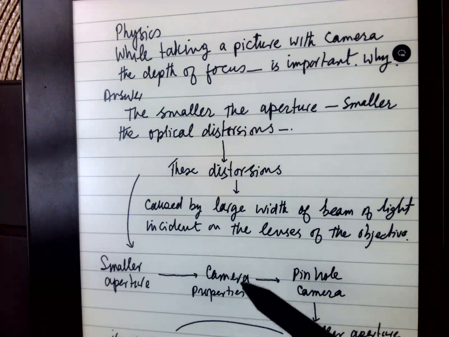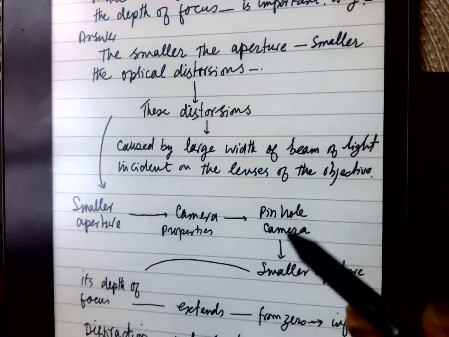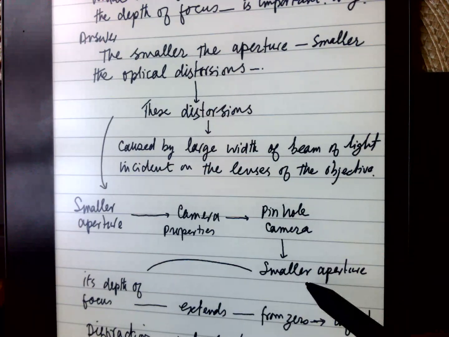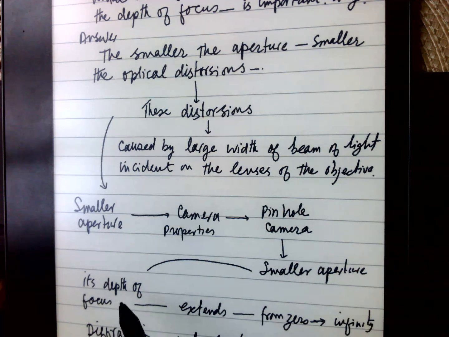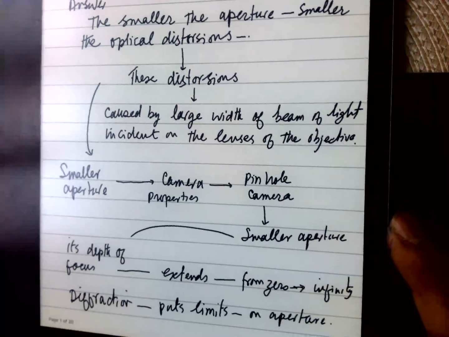Smaller the aperture, the camera will behave like a pinhole camera. So if it is a pinhole, being a smaller aperture, the depth of the focus will extend from 0 to infinity.